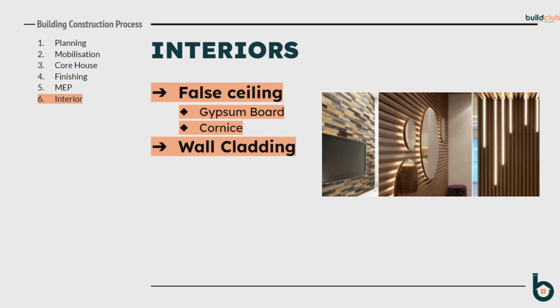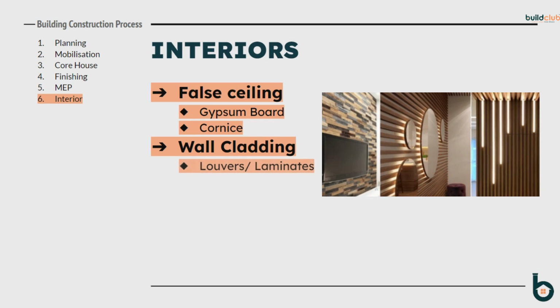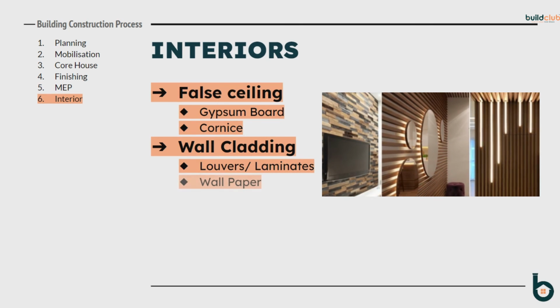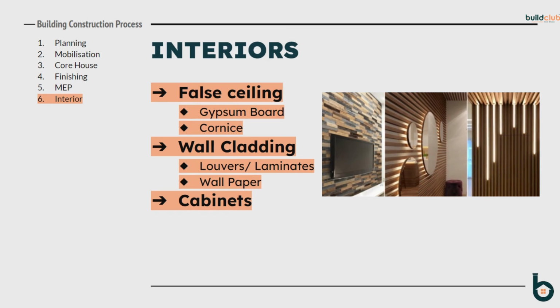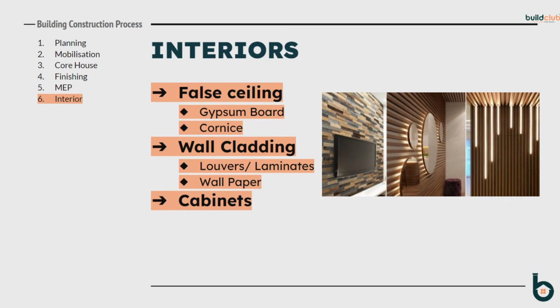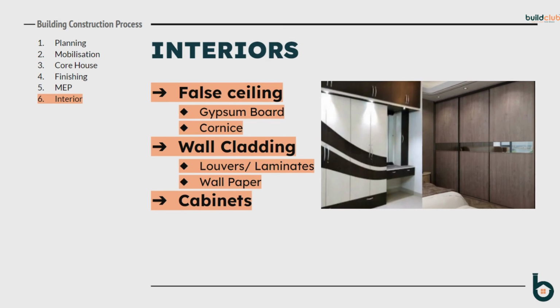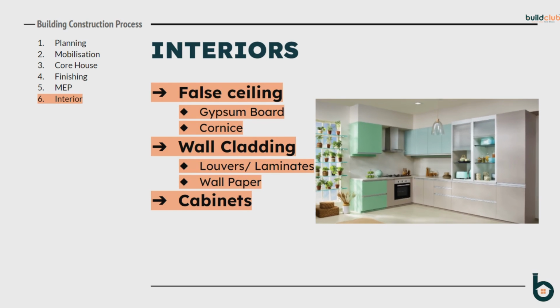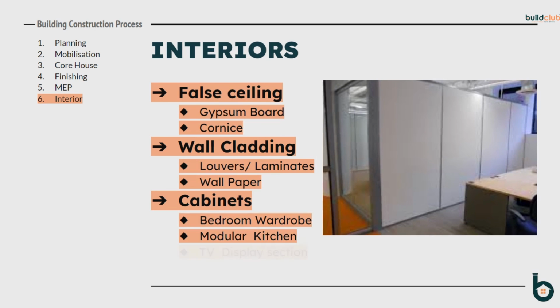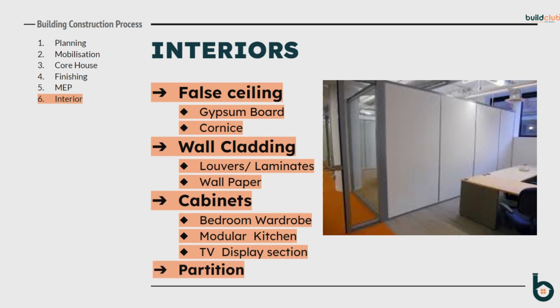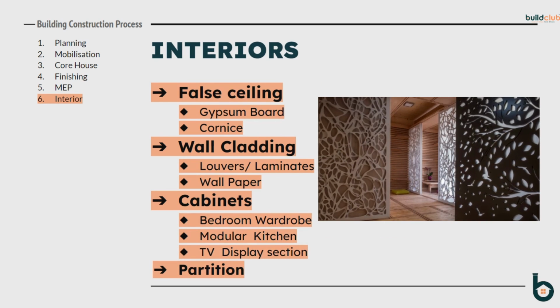Second in the list is wall cladding, that involves laminates, louvers and wallpaper. Even wall cladding around doors provides a gorgeous entry into your rooms. Third in the line is cabinets for bedroom wardrobe, modular kitchen and TV display section. Last and not the least is partition using drywall board, awesome looking see-through partitions separating drawing and dining area of your living room.